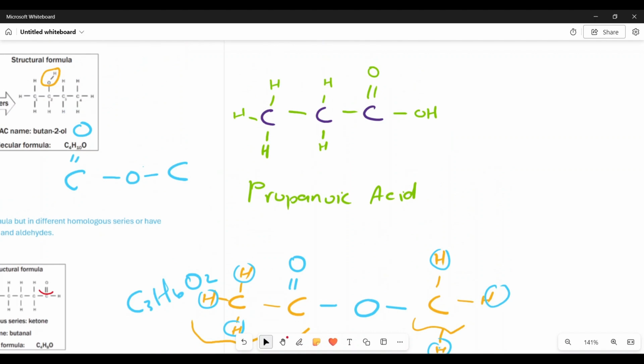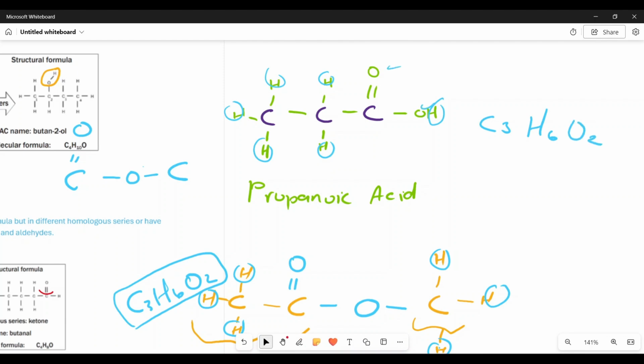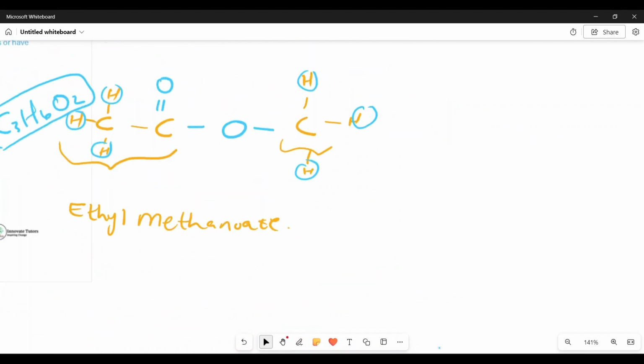Now, let me do the same for this, which I was given initially. So let me underline this. Here I have 3 carbons. My hydrogens are 1, 2, 3, 4, 5, 6. And I have 2 oxygen atoms. Right.